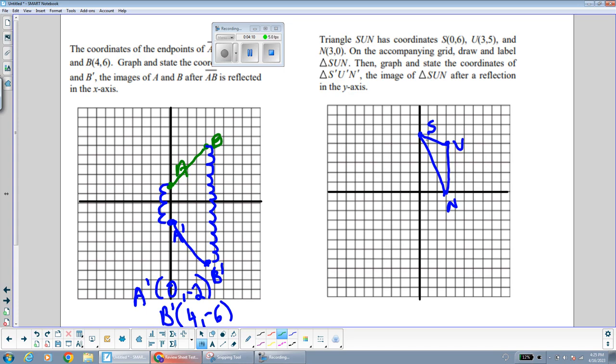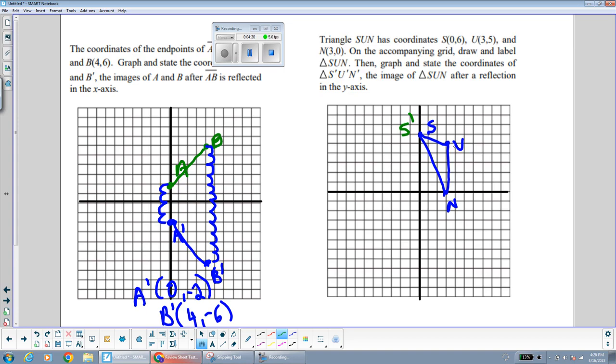So this time our line of reflection is the y-axis, which is this axis over here. So this point S is already on the line of reflection. So that means it has nowhere to go. It's already 0 spaces from the line because it's on the line. So that means it's going to stay in exactly the same spot. So here we have S prime. It has nowhere to go. It's already on the line of reflection.